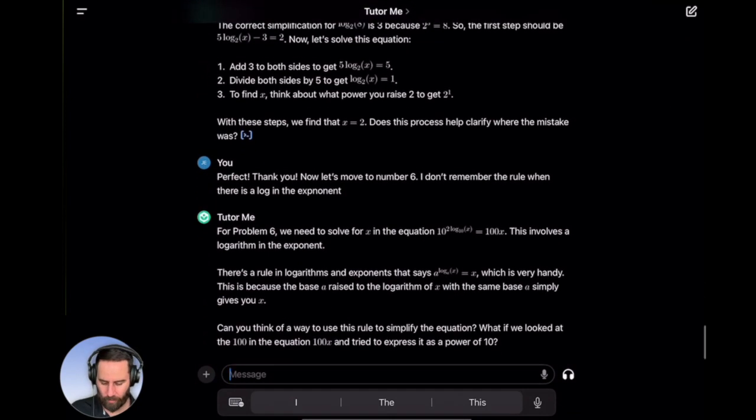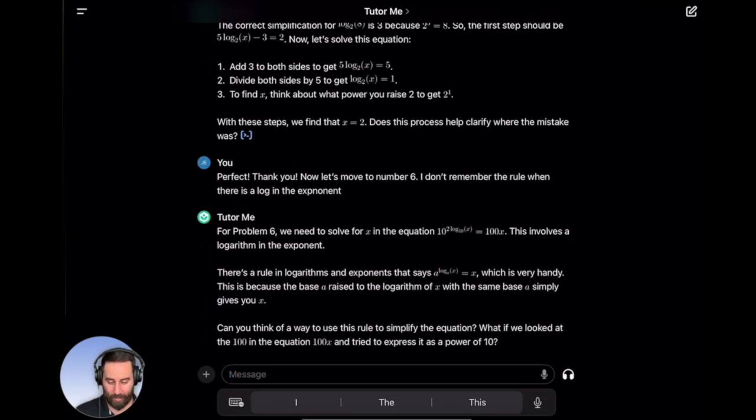So let's see. We solve for x in the equation. This involves a logarithm and exponent. There's a rule in logs and exponents that says a to the log base a of x equals x, which is very handy. This is because the base a raised to the logarithm of x with the same base a simply gives you x. So the base is the same, which means it's equal to x.